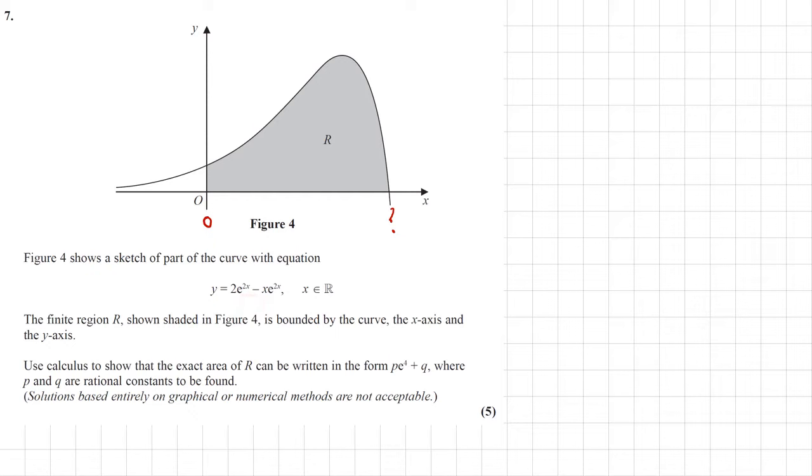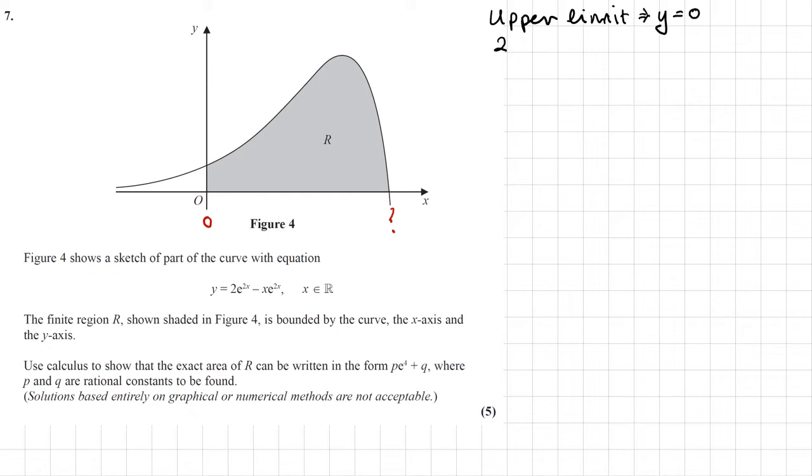Okay, so I'll just put down upper limit. This is what I'm working out, and that will occur when y is equal to 0. So upper limit means y is equal to 0.